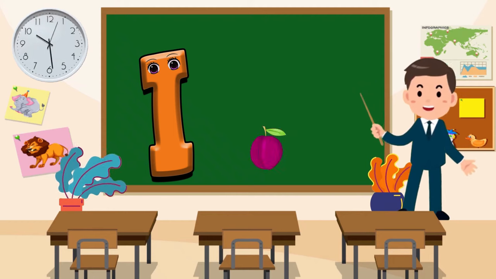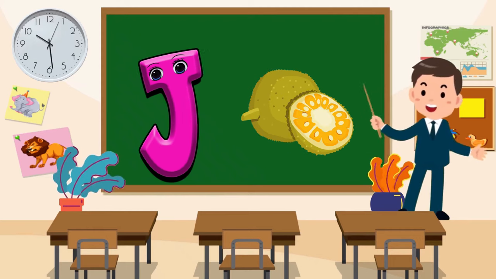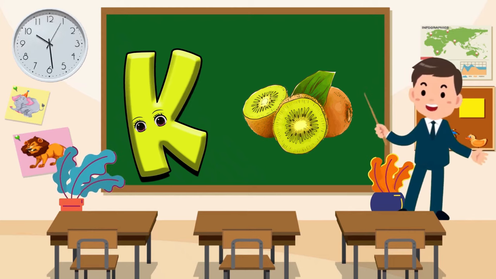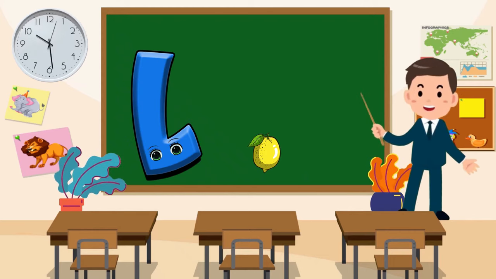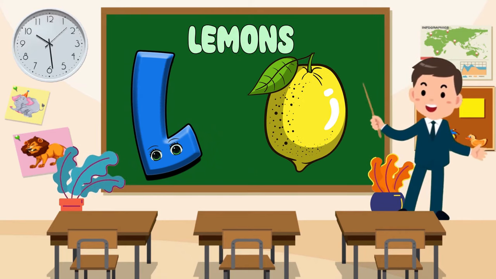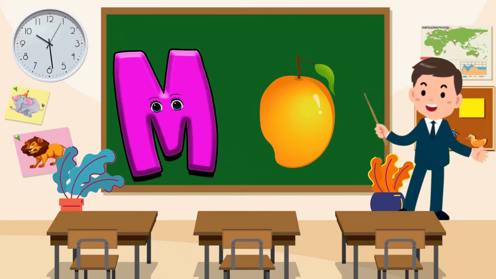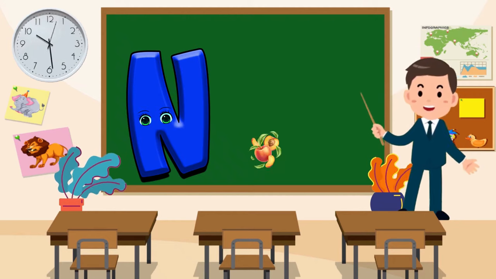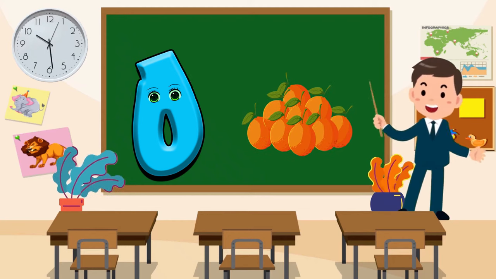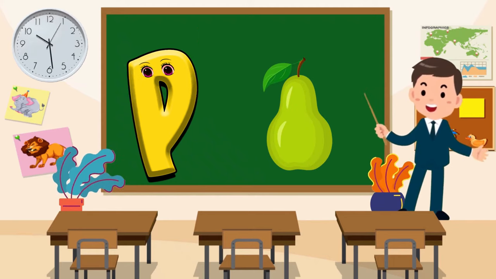I is for Illawarra Plum. J is for Jackfruit. K is for Kiwi. L is for Lemons. M is for Mango. N is for Nectarine Fruit. O is for Oranges. P is for Pears.